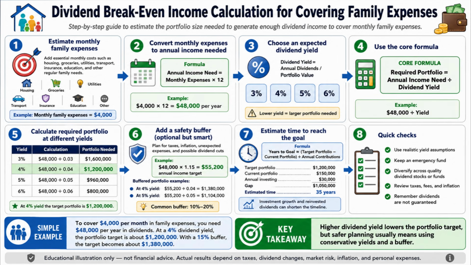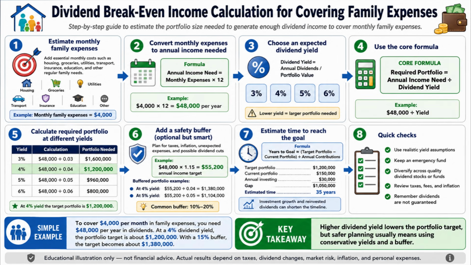After that, choose an expected dividend yield. Dividend yield means annual dividends divided by portfolio value. In this example, the infographic uses 3%, 4%, 5%, and 6% as possible yield examples. A lower dividend yield means a larger portfolio is needed, while a higher dividend yield means a smaller portfolio is needed. However, the yield should be realistic, sustainable, and based on a careful investment strategy.